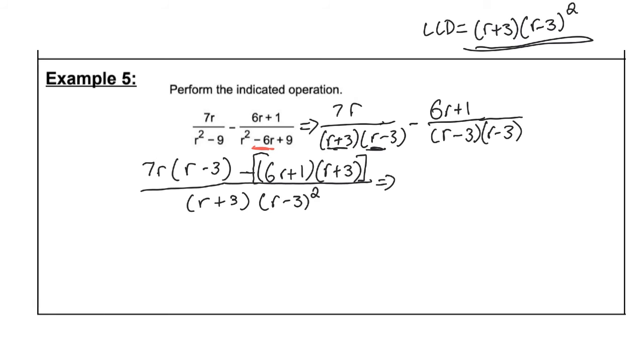Now let's clean up the numerator. Get 7r squared minus 21r from distributing this, right? And now we have to multiply this piece right here. Okay, so we get what?